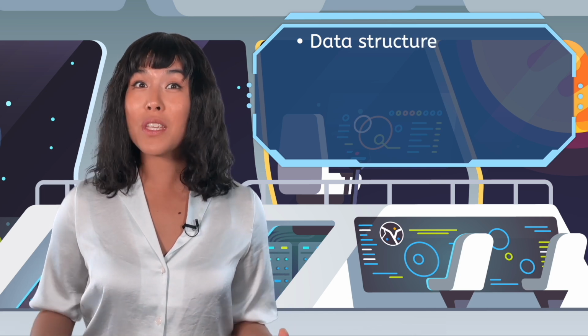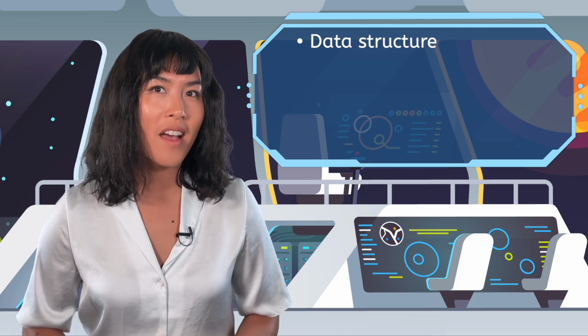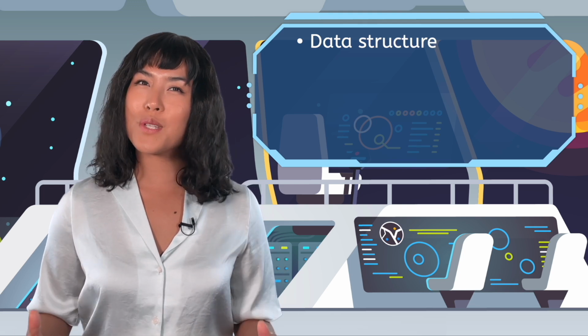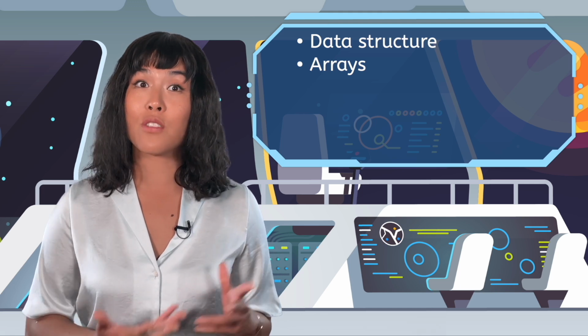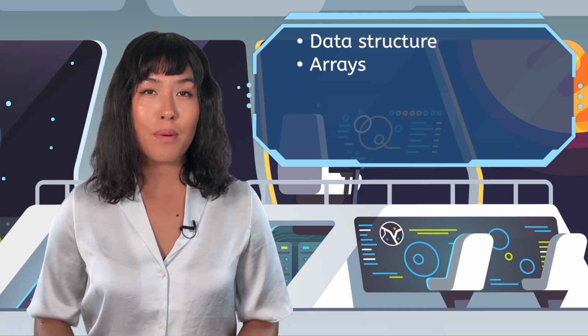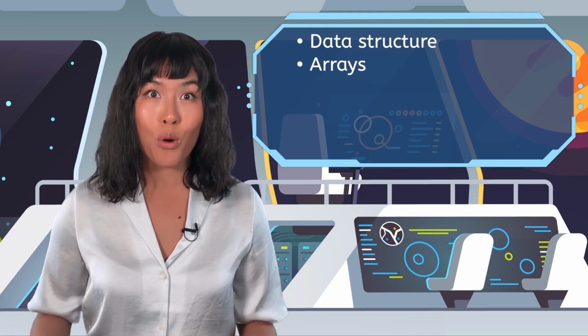Today, we're going to discuss the concept of a data structure and discuss how these structures are a crucial part of helping organize data in computer science. Our first data structure is called an array. Just like how a toolbox can help organize your tools, arrays help us organize data in our programs.